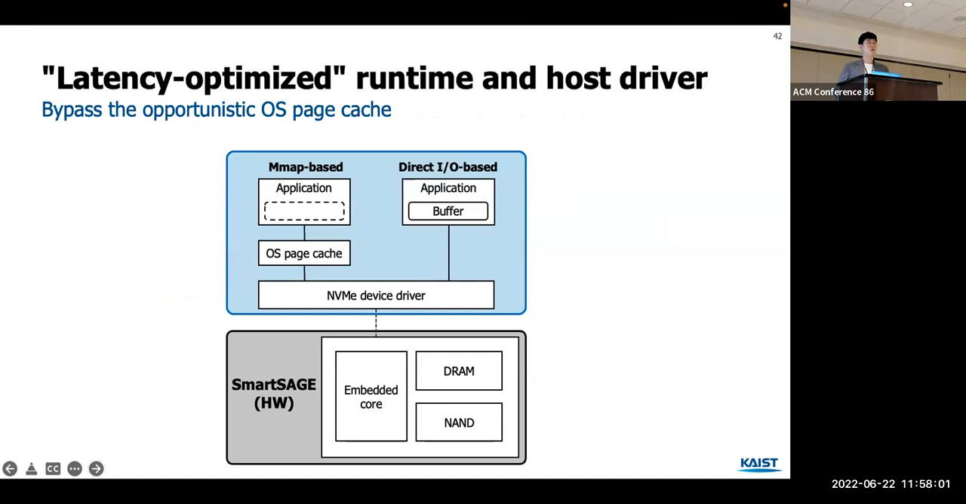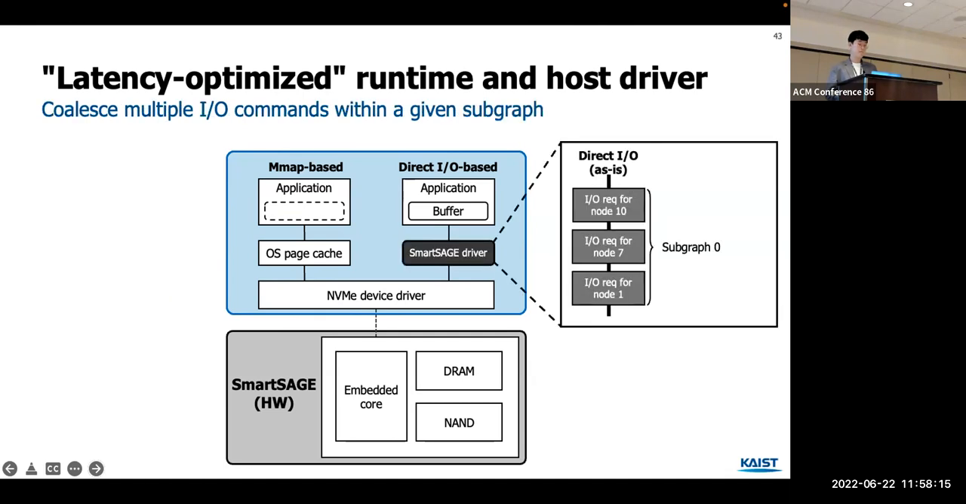Our software prototype utilizes a direct IO feature to bypass the opportunistic OS page cache and allocates user space buffer to manually orchestrate the data movements between SSD and CPU. Additionally, notice that a single software generation on direct IO based system spawns off a large number of IO fetch requests depending on the number of target nodes.